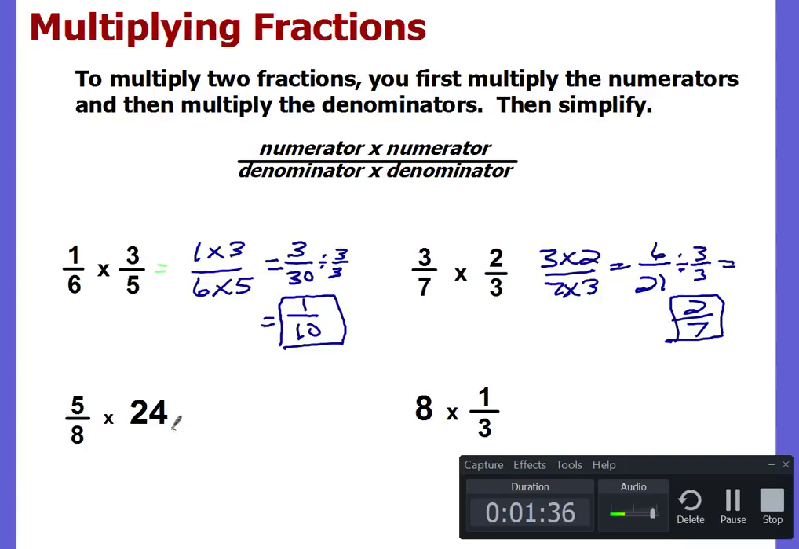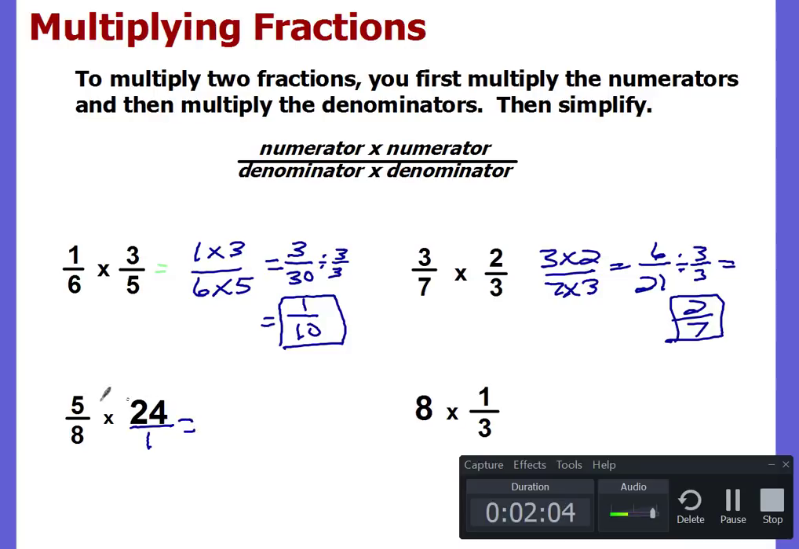Okay, 5/8 times 24. This time we're multiplying by a whole number. The thing is, if you have a fraction and you want to perform multiplication, everything has to be in fraction form. And we've already learned with rational numbers that 24, or whole numbers, can be written as fractions by putting them over 1, giving them a denominator of 1. It doesn't change the value of 24, it still equals 24 wholes. And now you're ready to multiply.